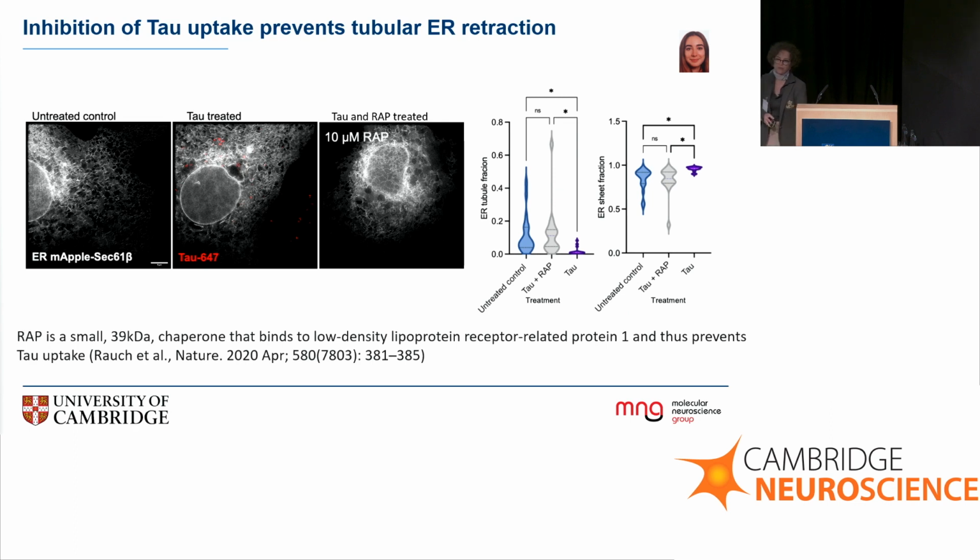To test that this is really tau-related, we used a recently discovered small chaperone, which has been shown previously to prevent tau uptake by competing with the receptor that is important for tau uptake. And by treating these cells, we can see that this allows us to rescue some of these tau-related endoplasmic reticulum defects that we see in those cells.